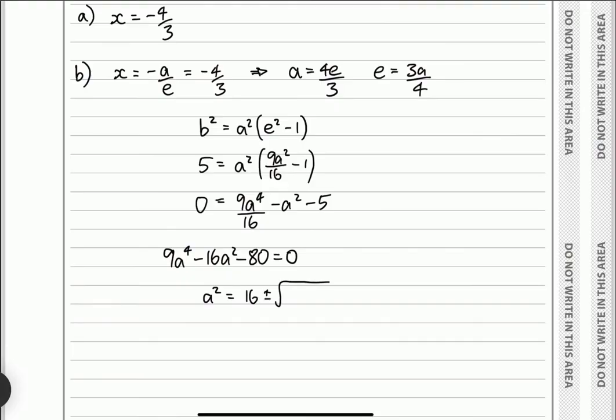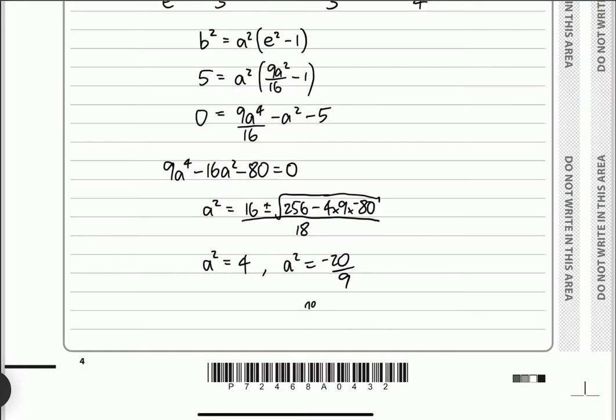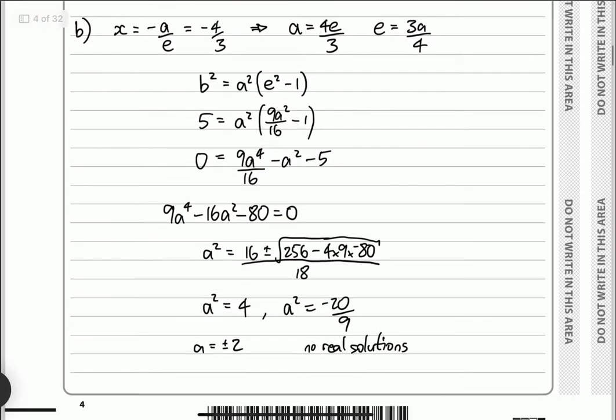So we've got 256 minus 4 times 9 times minus 80, all divided by 18. And my calculator tells me that either equals 4 with a plus root or minus 20 over 9 with the negative root. We can't have this because that will give no real solutions when we try and square root that. Whereas here we've got plus or minus 2, and we know from above that a is positive, therefore a must equal 2.